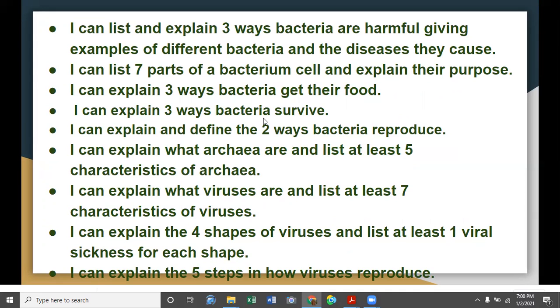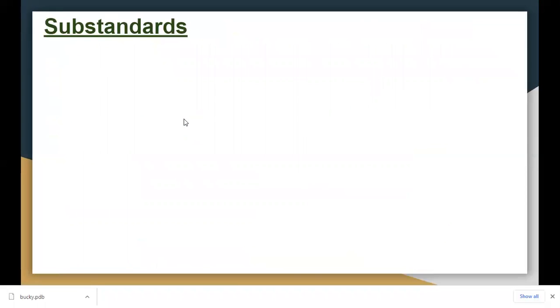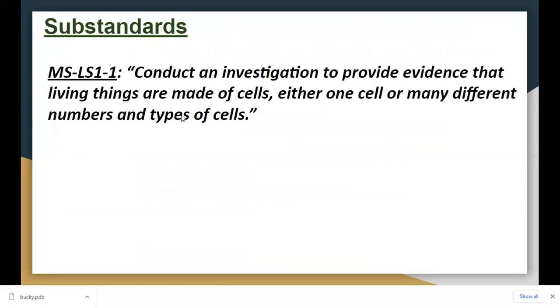Be able to explain what archaea are and list at least 5 characteristics of archaea. Explain what viruses are and list at least 7 characteristics of viruses. Explain the 4 shapes of viruses and list at least 1 viral sickness for each shape. Explain the 5 steps in how viruses reproduce. So let's keep going from there. Our substandard is to conduct an investigation to provide evidence that living things are made of cells, either one cell or many different cells and types of cells.